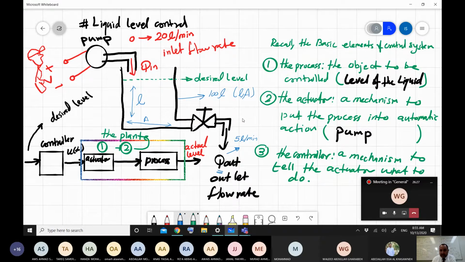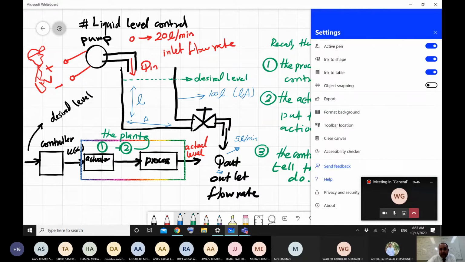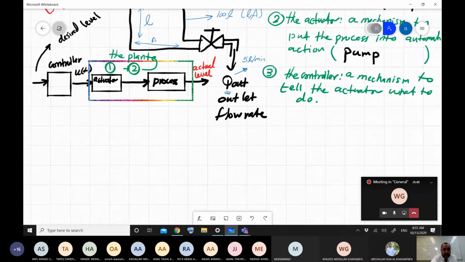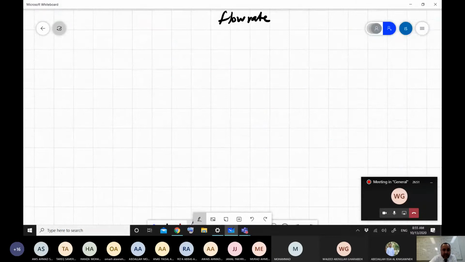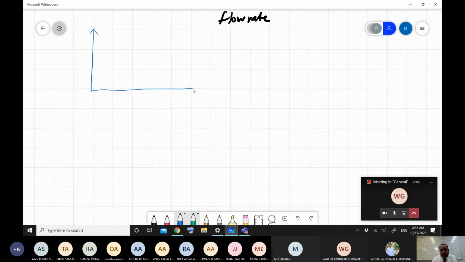So I need to operate the pump for, let's say, 6 minutes. For 6 minutes, I will have here 120, and 30 here, so I will have 90. So simply I need to calculate, and then I will end up with something like this: a time profile for how much flow I need to pump inside the tank.